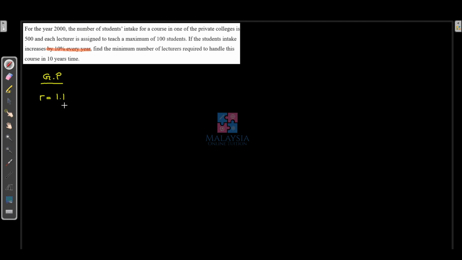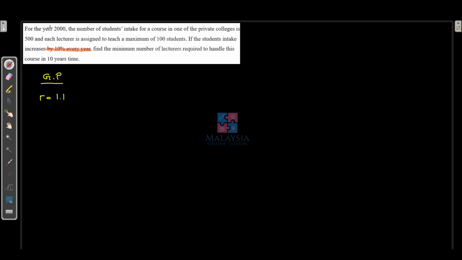When your R is 1, the value neither increases nor decreases. If your R is greater than 1, then it is going to increase by a certain percent. And if your R is less than 1, that means it is decreasing by a certain percent, every year, like that.